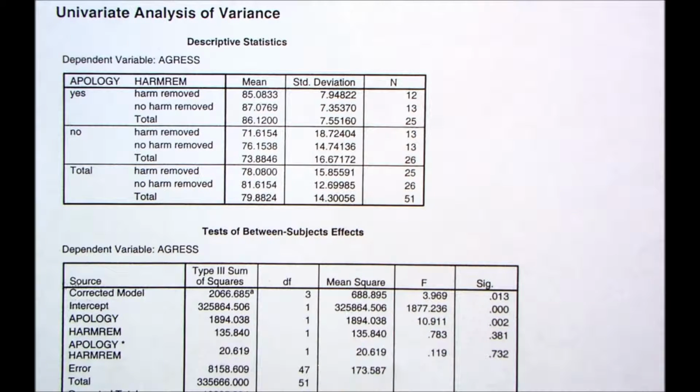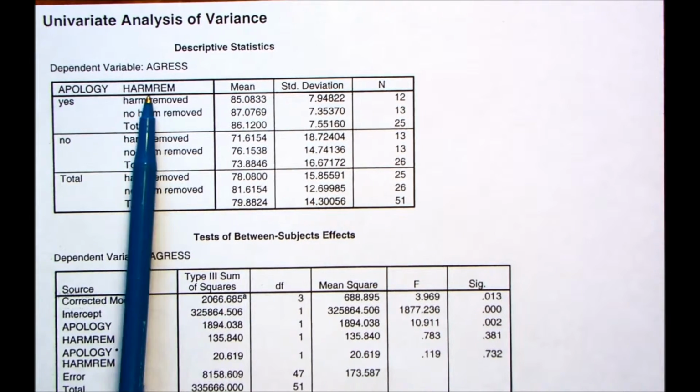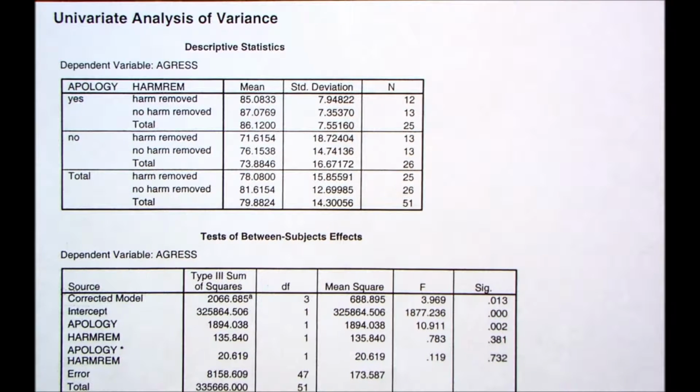So for this example, it's a study that I conducted that looks at the impact of apologies and harm removal on people's ratings, basically on their social aggression of another individual. Let me set up this study very quickly. Participants came in thinking they were participating in a study that was looking at the Mozart effect, that listening to Mozart makes you smarter.